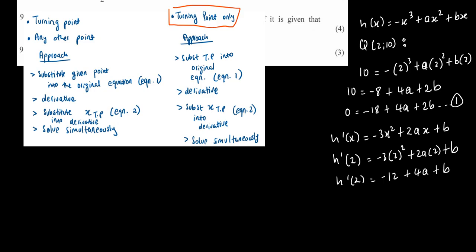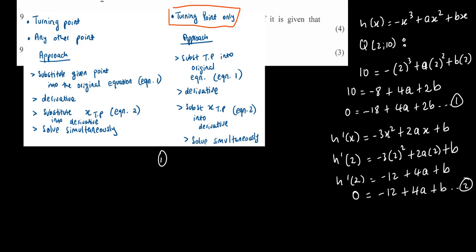But what is the gradient of the tangent at 2? Since it's a turning point, the gradient of the tangent is going to be 0. So 0 is equal to negative 12 plus 4a plus b. Do you see that now we can solve simultaneously? Quite easy, yes. It seemed very difficult, but it's not.